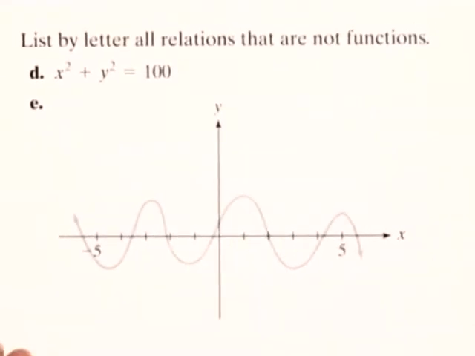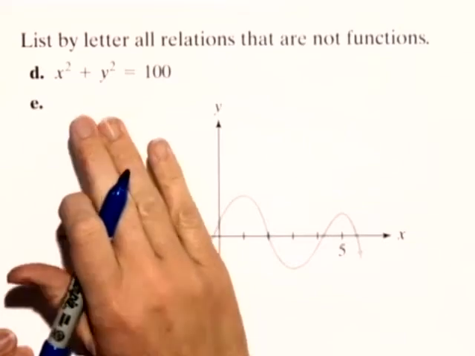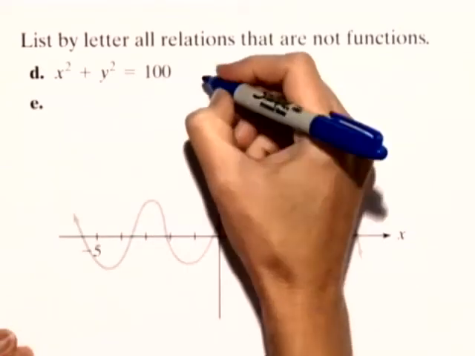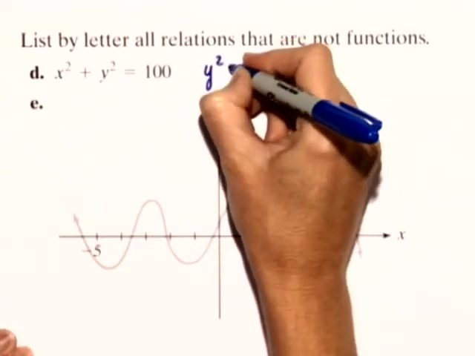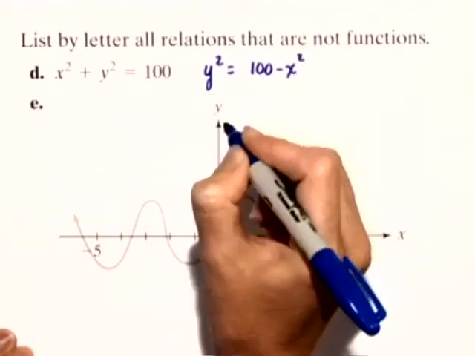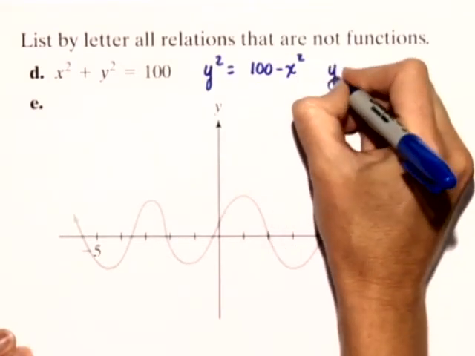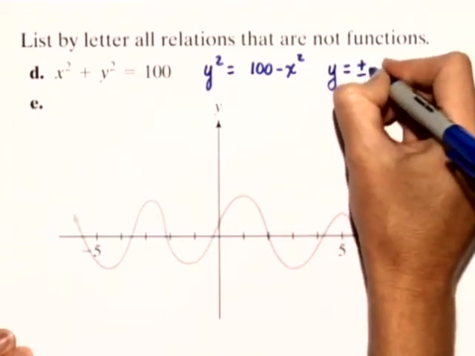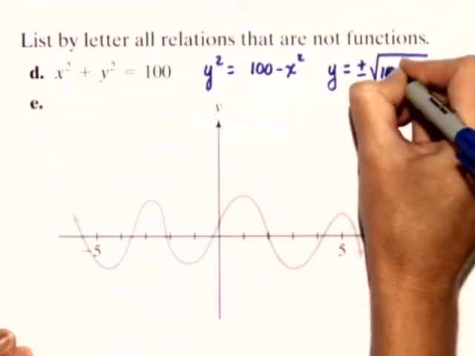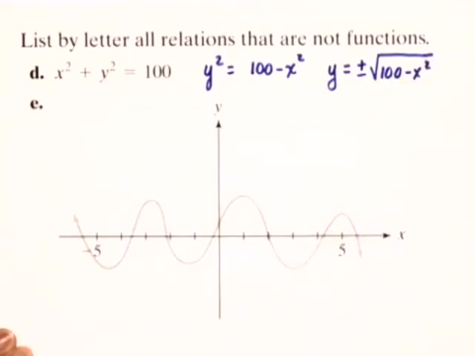In D, we actually have an equation. So the easiest way to determine whether or not this represents a function is to solve it for y. So we could say y squared equals 100 minus x squared, and then we could certainly take the square root of both sides. So we'll get y is equal to plus or minus the square root of 100 minus x squared.